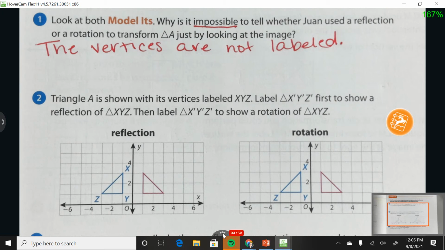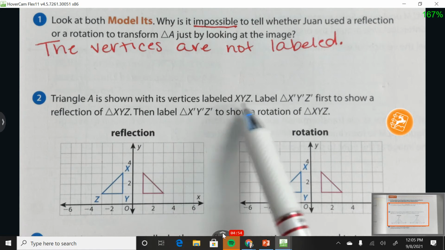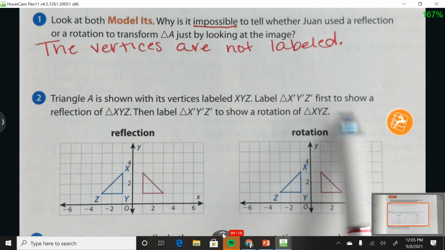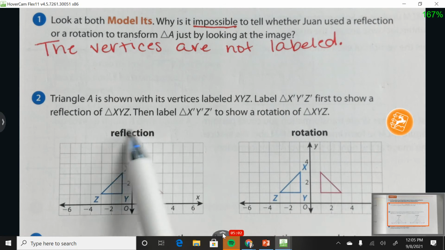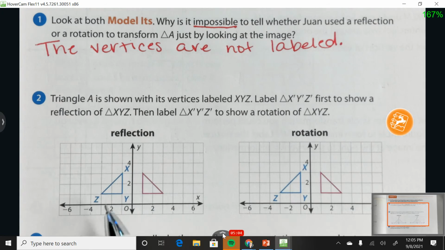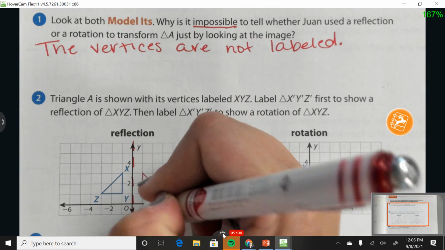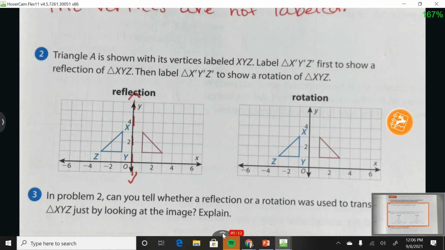All right. In number 2, it says triangle A is shown with its vertices labeled X, Y, and Z. So now we have labels. In this first one, it wants you to show the image of it as a reflection. So go ahead and do that now. We're reflecting it across the y-axis. Label x prime, y prime, and z prime.